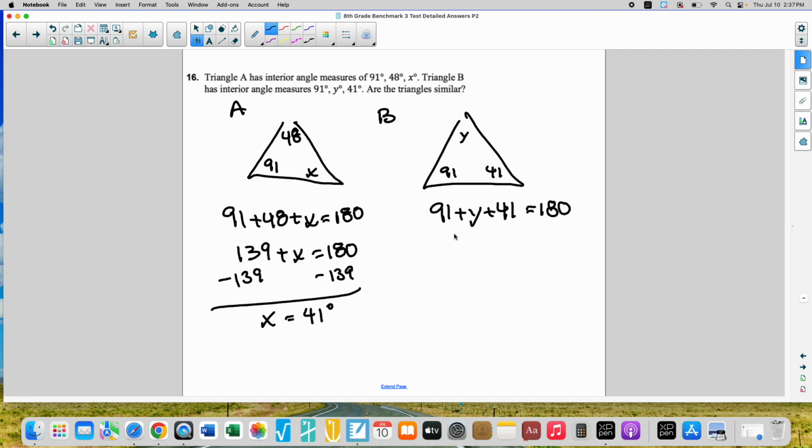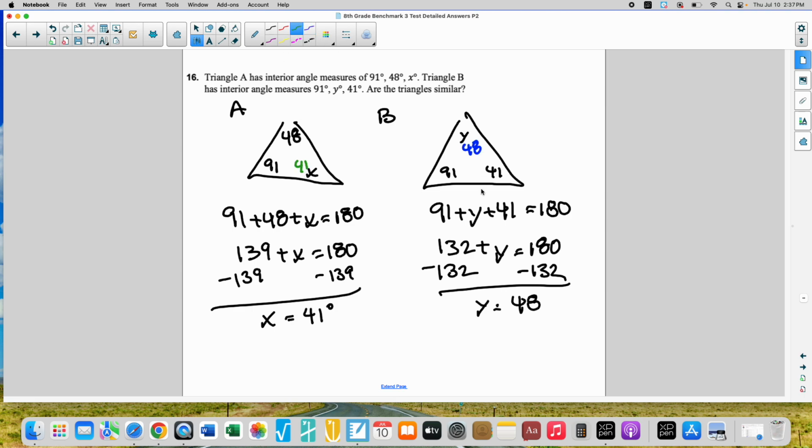And we should know that 91 plus y plus 41 equals 180. That's 132 plus y equals 180, minus 132, gives me 48. So y is 48 degrees, and this is 41 degrees. They are similar. They have the same angles, 91, 48, 41, 91, 48, 41. Are the triangles similar? Yes. Similar triangles have equal angles and proportional side lengths.